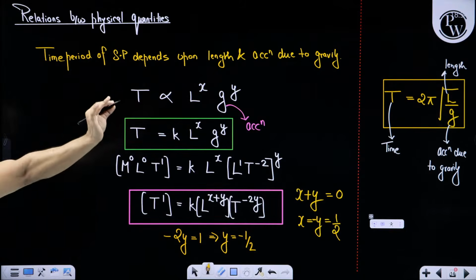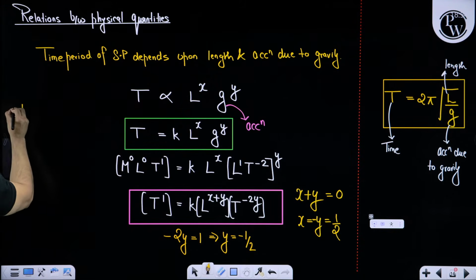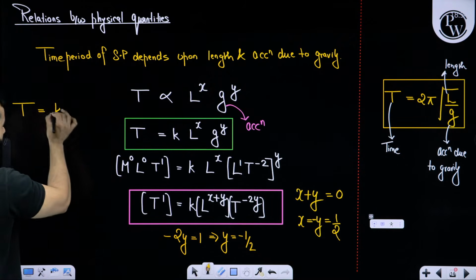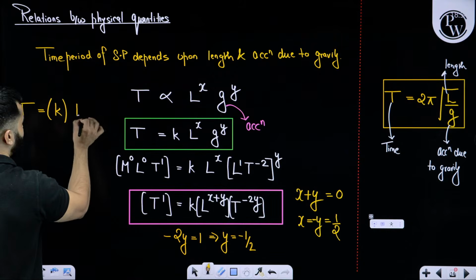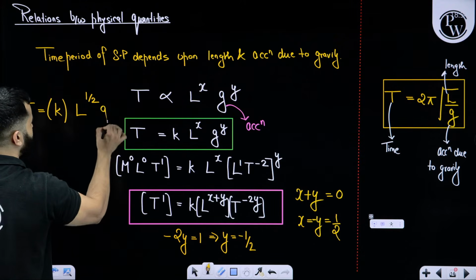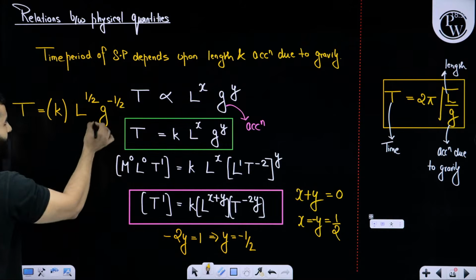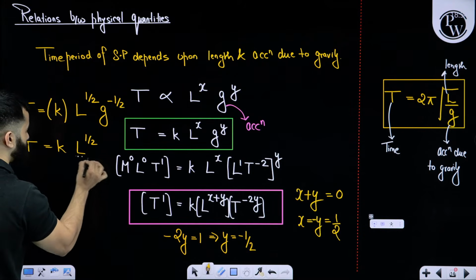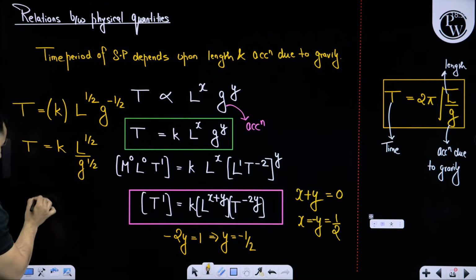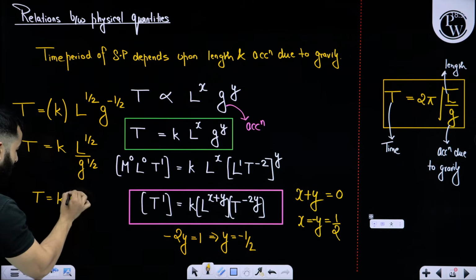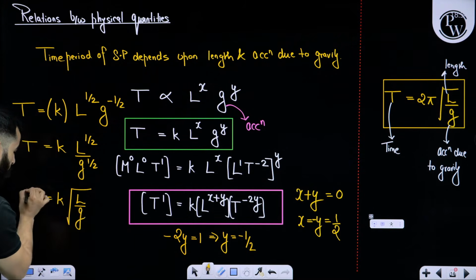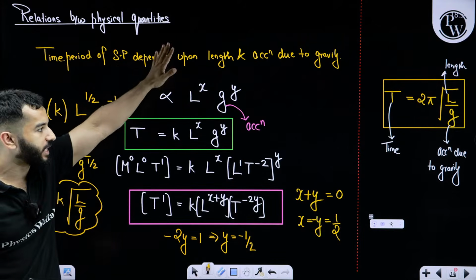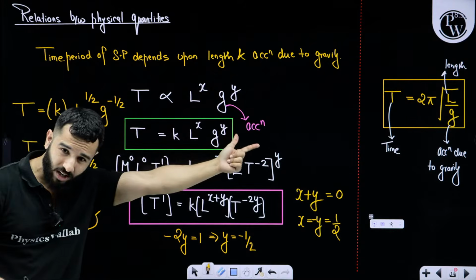So we have a situation something like this, my dear friends. Time is equal to some constant which we don't know, some constant k, L raised to the power 1 by 2, G raised to the power minus 1 by 2. What do we mean by this? We mean to say k, L raised to the power 1 by 2, divided by G raised to the power 1 by 2, or you can say this is nothing but k under root L by G. Hopefully you guys are understanding how we can use the relations between physical quantities to come close to our desired formula.